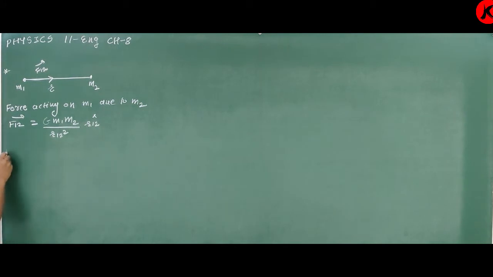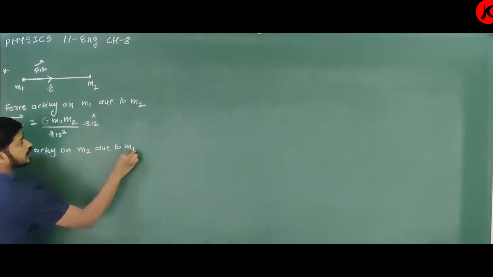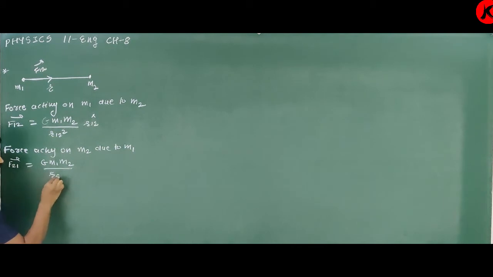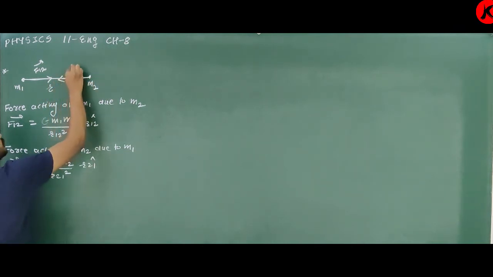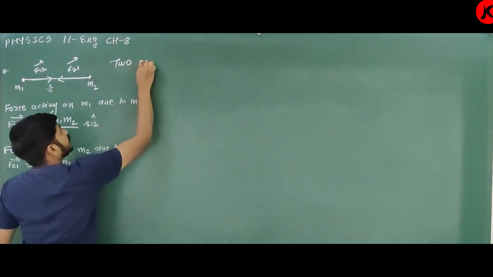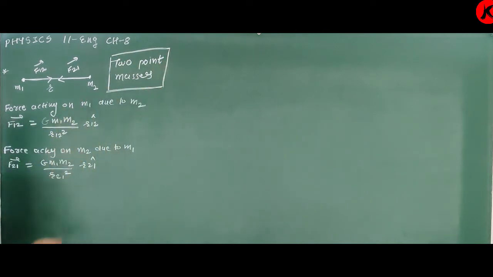Now similarly, the force acting on m2 due to m1, F21, is equal to G m1 m2 upon r21 square r21 capital. Again, the force acting on m2 is towards m1, in this direction, it is F21. So yes, we know the vector form of the universal law of gravitation, how to write equations for two point masses. Clear about this?